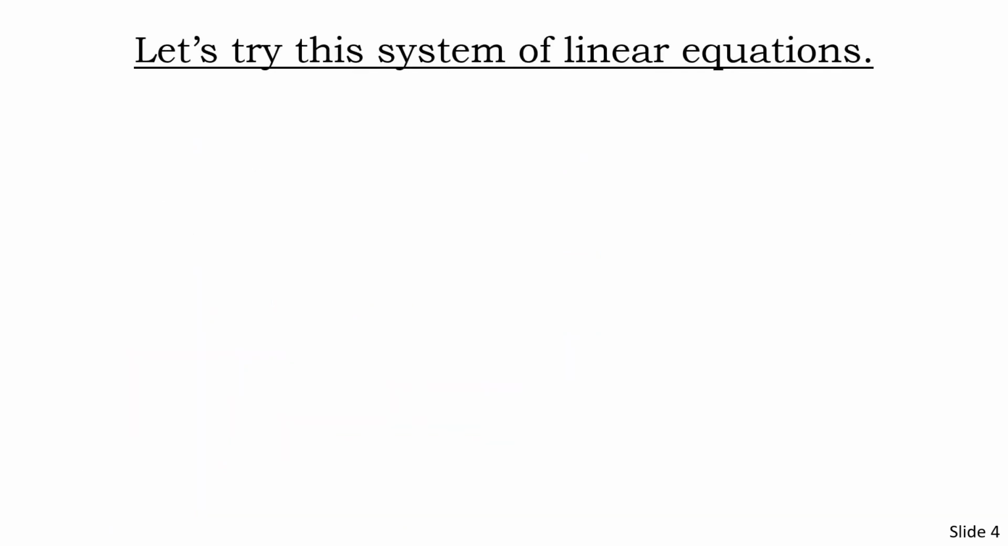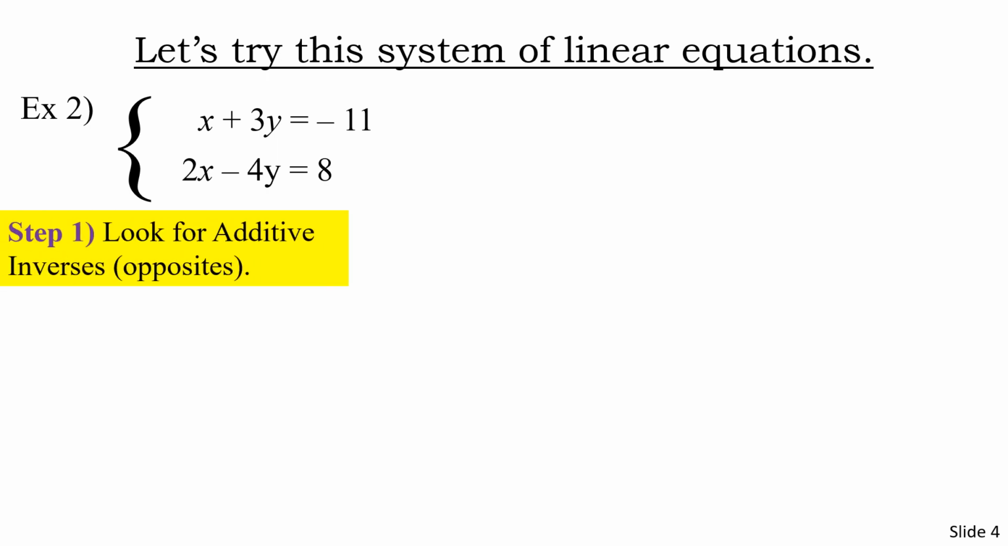Let's try another system. x plus 3y equals negative 11, and 2x minus 4y equals 8. Step 1, do you remember? Look for additive inverses, opposites. Well, there aren't any. x and 2x are not opposites. 3y and negative 4y are not opposites. So I don't have any.